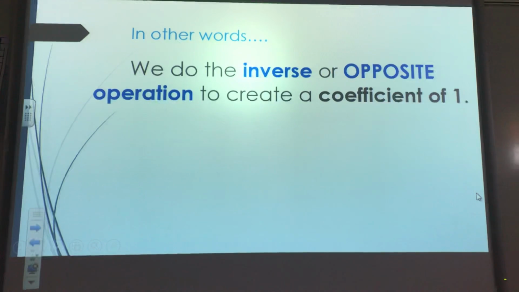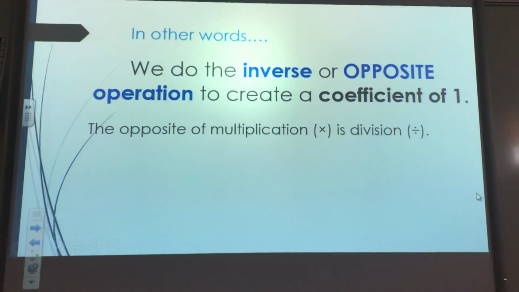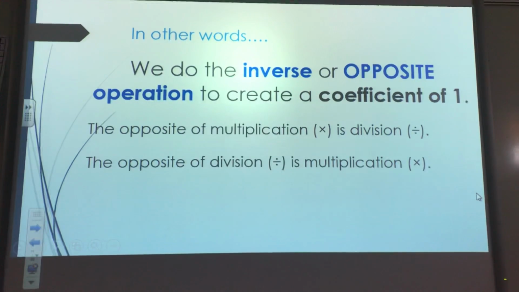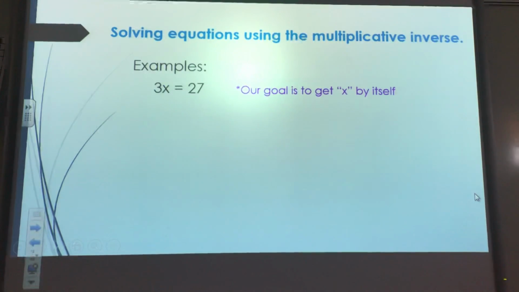We do the inverse or opposite operation to create a coefficient of 1. The opposite of multiplication is division. The opposite of division is multiplication. So here's an example. 3x equals 27. And again, our goal is to get x by itself.